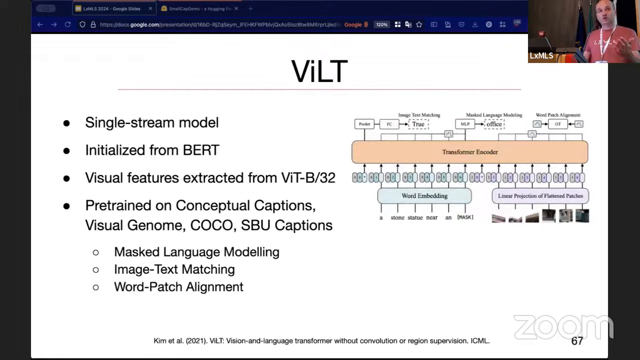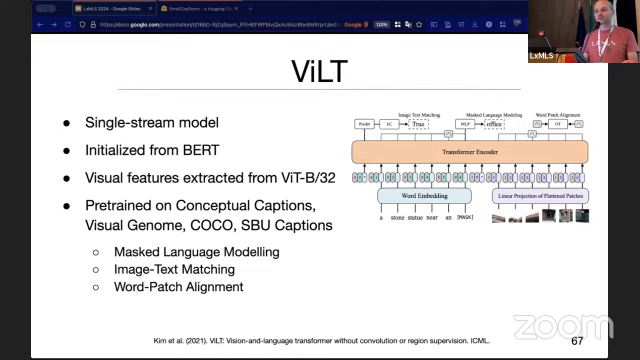We can move a bit forward in time to a model called ViLT, which was a single stream model, once again initialized from BERT. But in this case, the visual features were patch-based using a vision transformer. They were initialized from a vision transformer that worked on 32 by 32 pixel patches. And it was pre-trained on a combination of datasets, giving them 4 million pre-training data points, which sounds really, really small compared to the data even being used at the time to train language models like BERT and RoBERTa and XLNet.